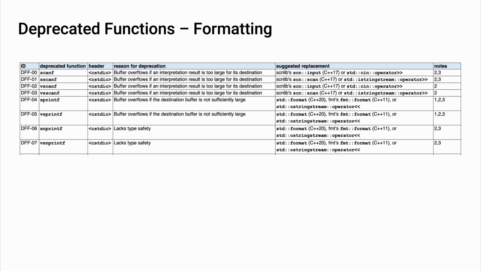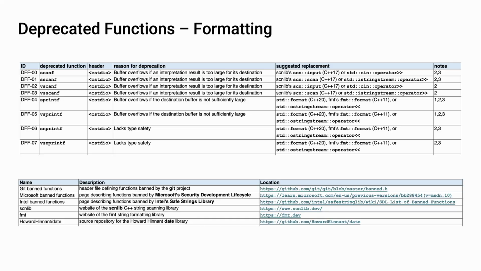Here's the deprecated formatting function sheet from that workbook. We have an ID, the function itself, the header it comes from, the reason for the deprecation, a suggested replacement, and a notes column. The notes column provides pointers back to the references, which we see here, and those references include the name of the reference, its description, and where it can be found.